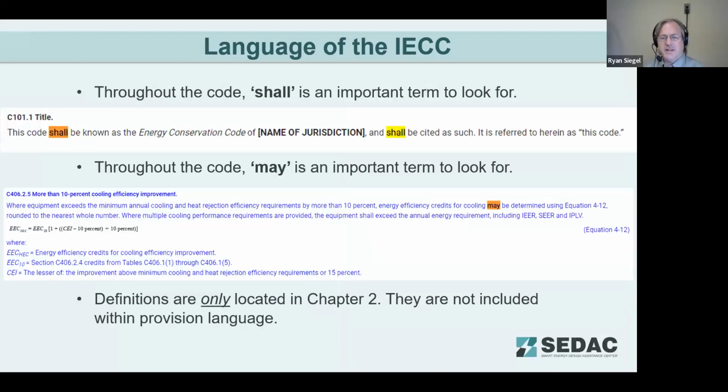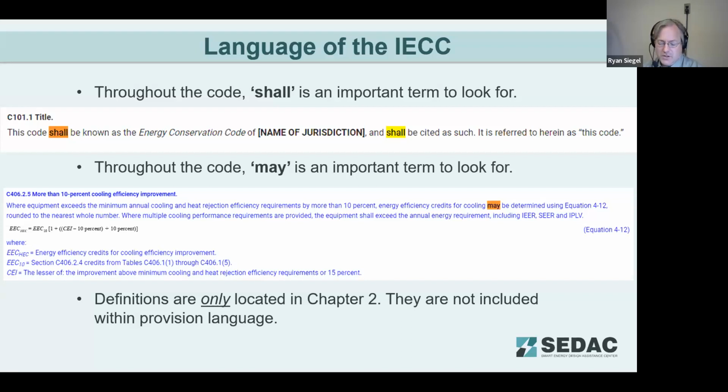Some other things is understanding code language. Code uses typically two forms. First is required language. Commonly, this is done as "shall." So in this, the code shall be known. So this is a requirement. This must be the way it is done. However, throughout much of it, you'll see the term "may." So this is permissive language. Oftentimes, this is where you may do it this way, you may do it that way. This is something you may do as you're going through this.